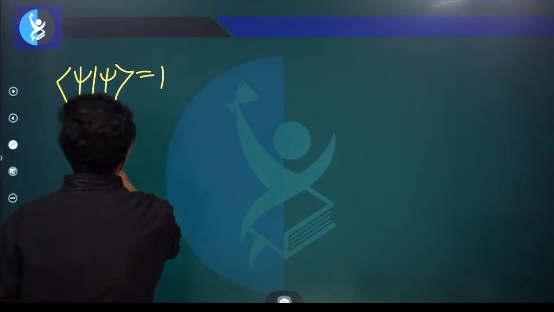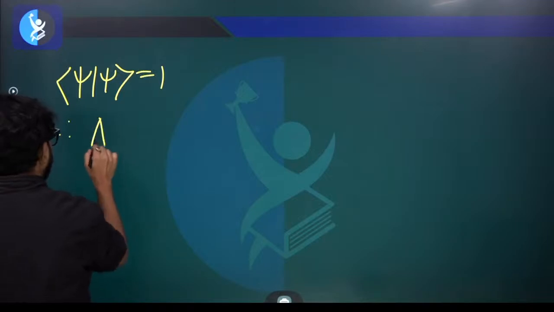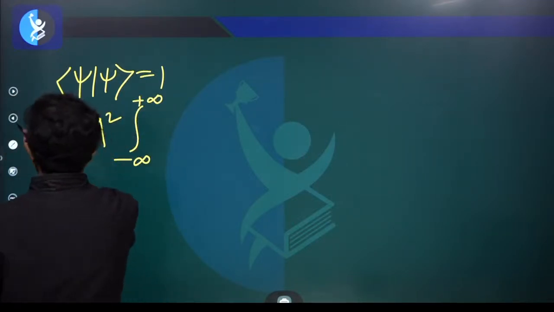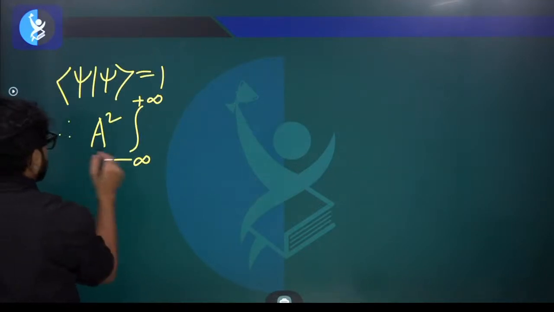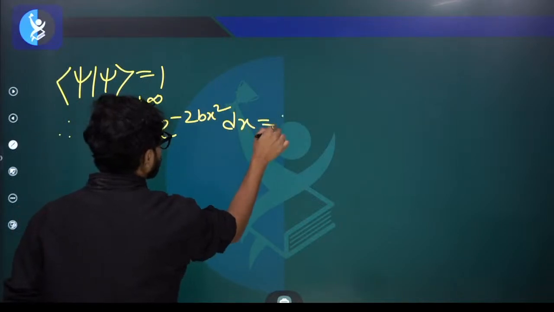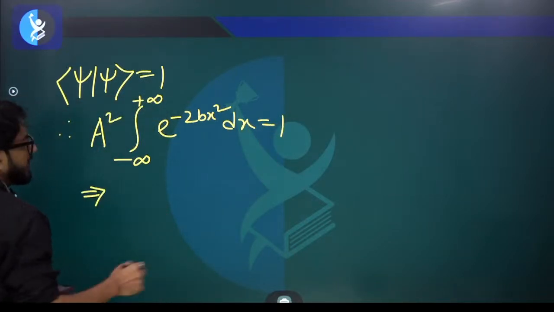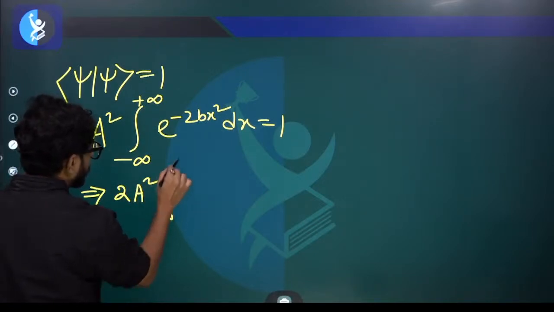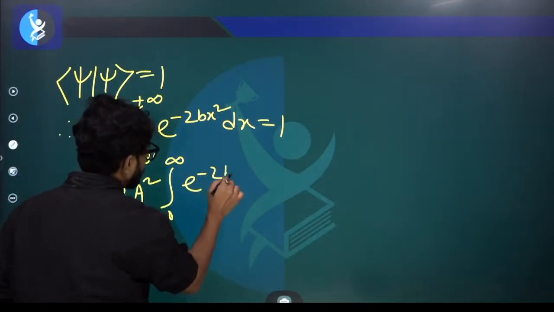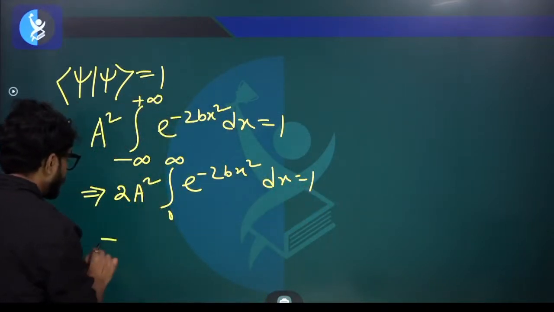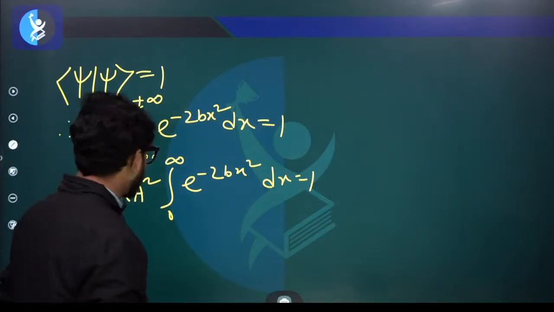It means therefore A squared times the integration from minus infinity to plus infinity of e to the power of minus 2bx squared dx should be equal to 1. By solving this integration, it's a very easy gamma function. You can write it as 2A squared times the integral from 0 to infinity of e to the power of minus 2bx squared dx equals 1. Solve it by the gamma function, which is very easy. Even an 8th standard student can do that.